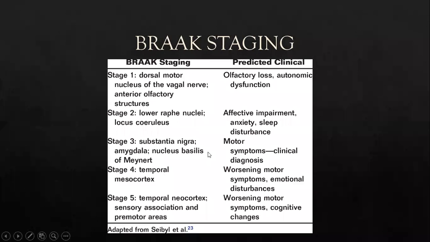So recent research is pointed towards picking up the disease in an early stage, that is, when there is olfactory loss, autonomic dysfunction, affective impairment or sleep disturbances in the elderly as age progresses. So this is the Braak staging, which explains how Parkinson's disease progresses. It's a progressive disease, starting from olfactory loss and autonomic dysfunction, going to the motor symptoms and worsening of the motor symptoms.